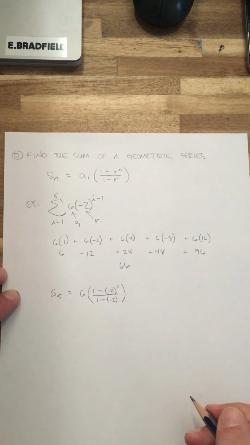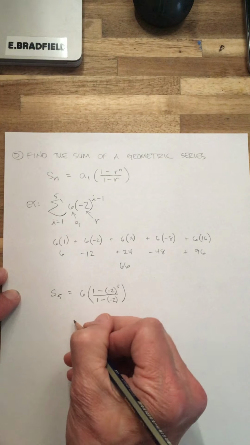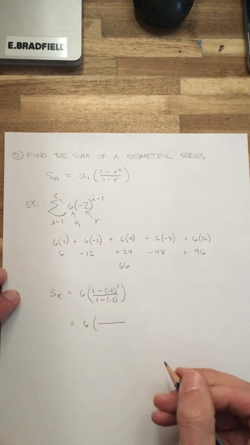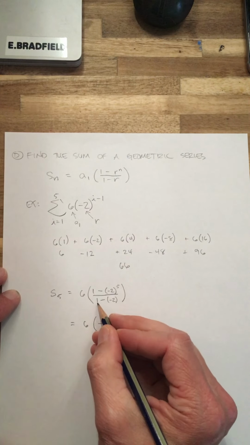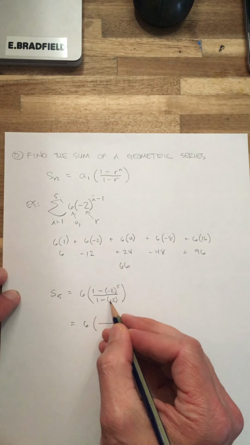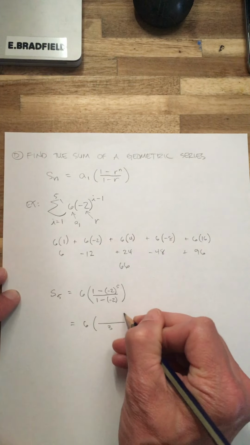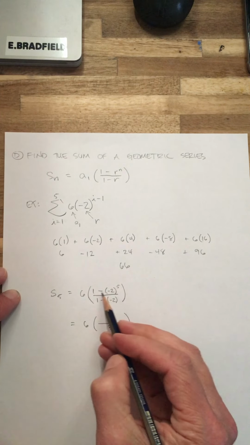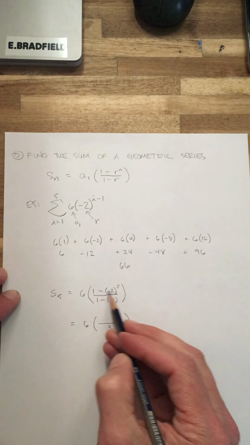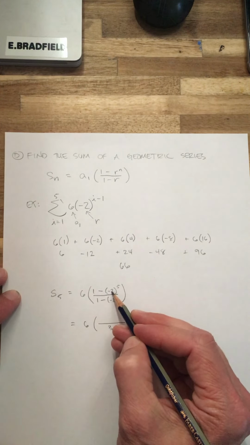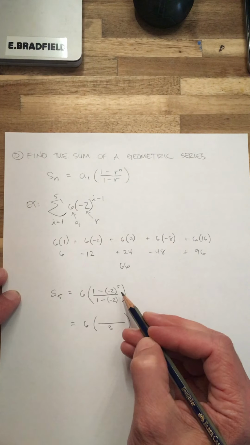Now we just have to clean some stuff up inside. This is going to equal 6 times, I'll do the denominator first because I always think that's the easiest. 1 minus negative 2, well, minus a negative is plus, so 1 plus 2 is 3. This one you can't do that easily. You can't go minus, minus, and get a positive. You do the exponents first. So negative 2 to the 5th power is negative 32.